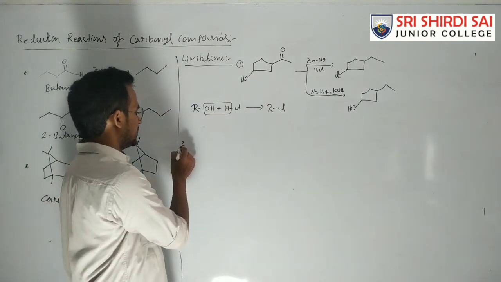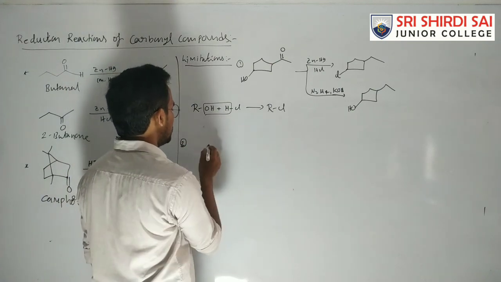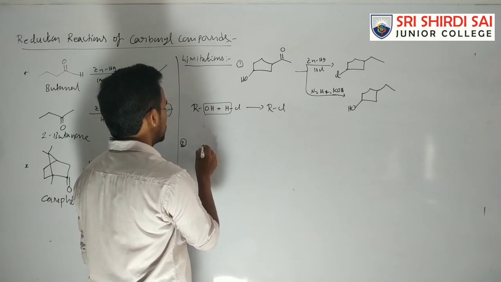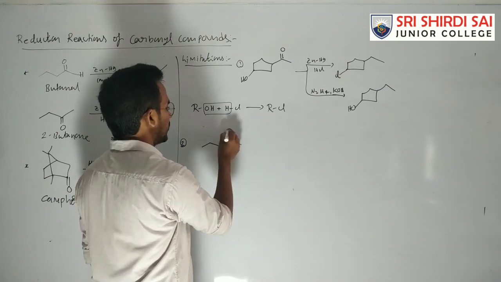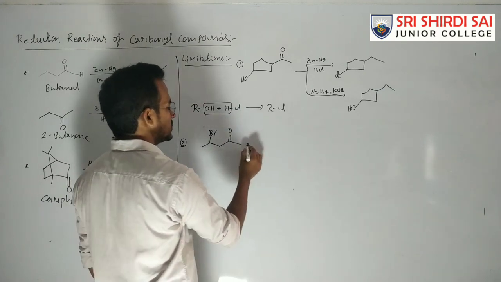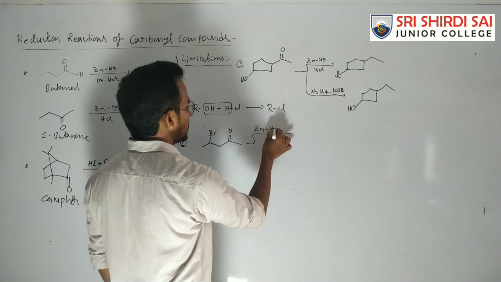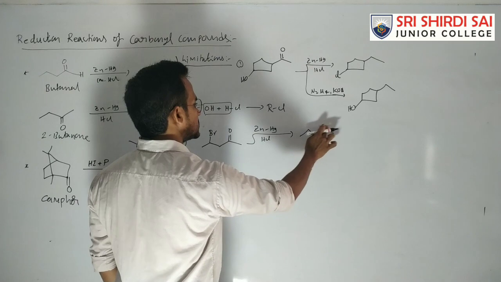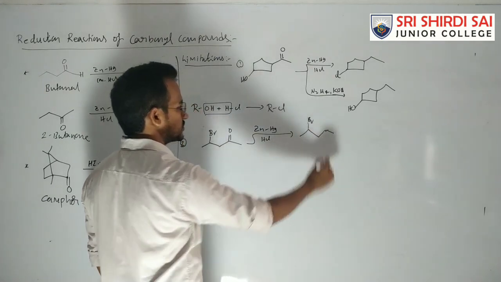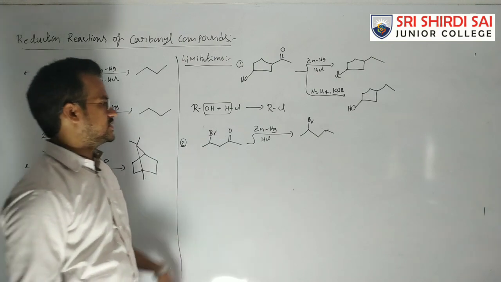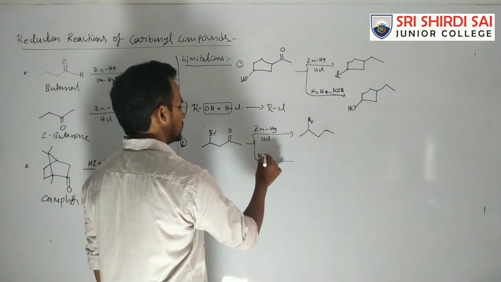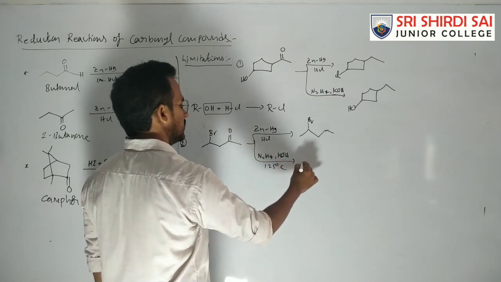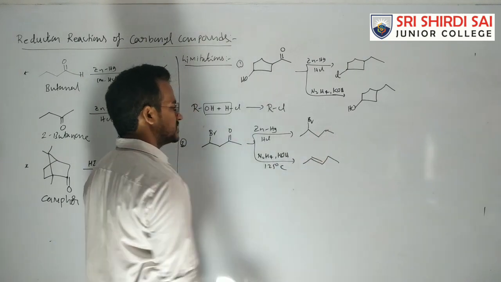And the second limitation. Suppose C double bond O, and this is a bromine. This compound on reduction with zinc mercury HCl: bromine is not affected, and the CO group is converted to CH2. Now with this reactant in Wolff-Kishner reduction, the CO group is converted to CH2.